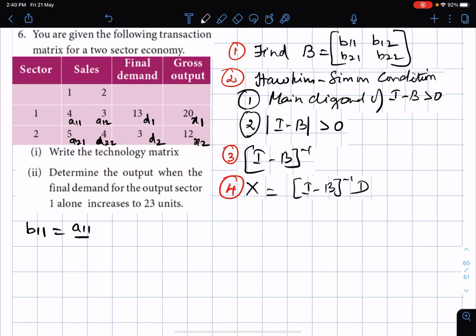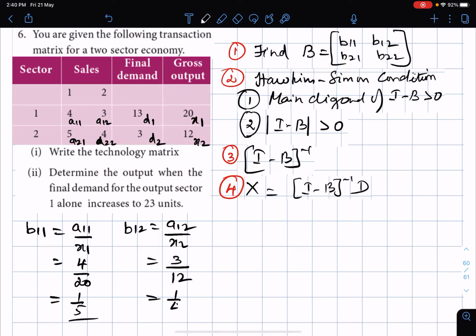Now we are going to find out B11. It's nothing but A11 by X1. Our A11 is 4 and X1 is 20, so this is going to be 1 by 5. Next, coming to B12, A12 by X2. Our A12 is 3 and our X2 is 12, so it is 1 by 4.